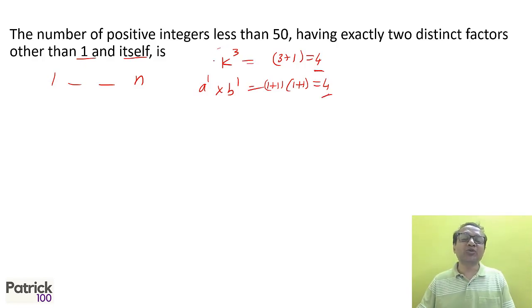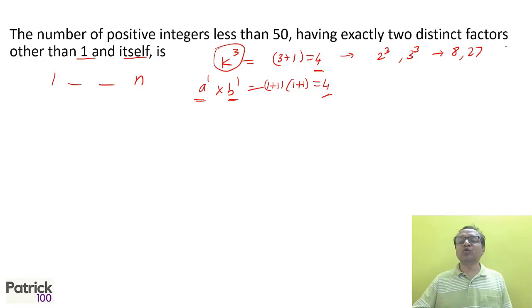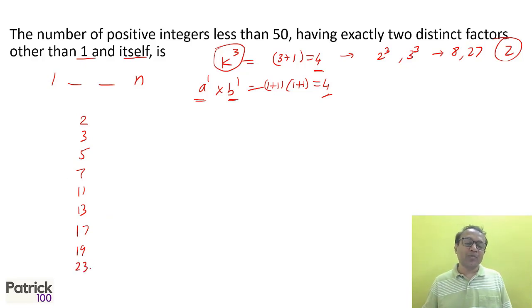One is that the number has to be a cube of a prime number. Second, the number has to be a product of 2 prime numbers. Cube of a prime number can be 2 cube and 3 cube. That is 8 and 27. So 2 numbers. Now let's look at the product of 2 prime numbers. Let's list down the prime numbers less than 50: 2, 3, 5, 7, 11, 13, 17, 19, 23.